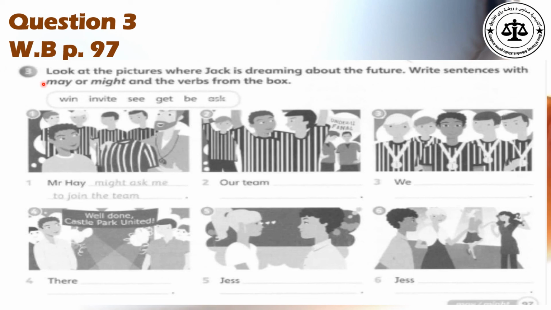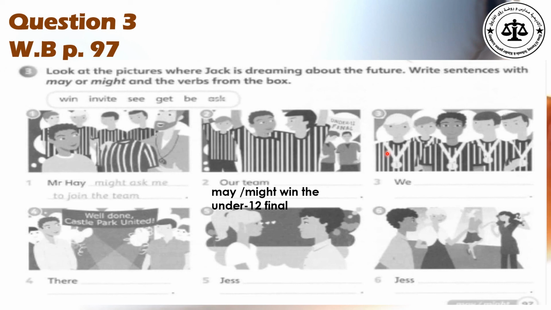Now the last question. Look at the pictures where Jack is dreaming about the future. Write sentences with may or might and the verbs from the box. So we want to write sentences according to the pictures here and use these verbs. Win, invite, بمعنى يدعو, see, get, be, and ask. Like number 1, Mr. Hay might ask me to join the team. Number 2, what do you think our team wants? Yes, our team may or might win the under 12 final.